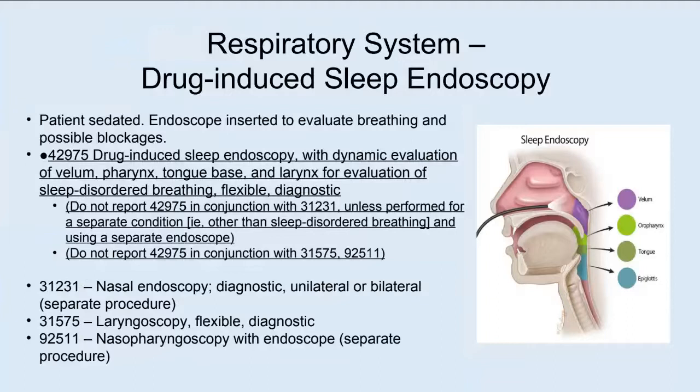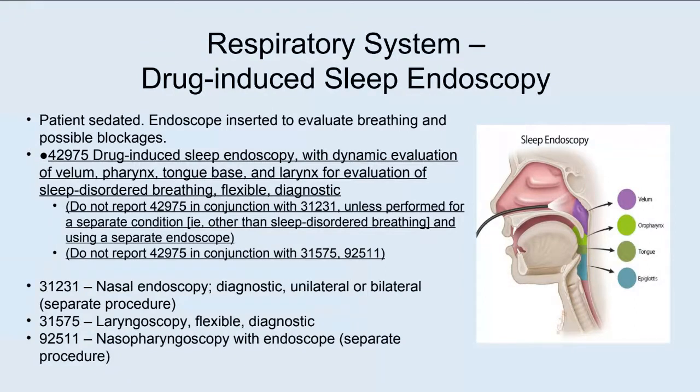Okay, so in the respiratory system, a new code was added for drug-induced sleep endoscopy. So the patient is sedated, put to sleep, and an endoscope is inserted to evaluate breathing and possible blockages. So 42975 is the new code, drug-induced sleep endoscopy with dynamic evaluation of the velum, the pharynx, the tongue base, and the larynx for evaluation of sleep disordered breathing using a flexible diagnostic endoscope.